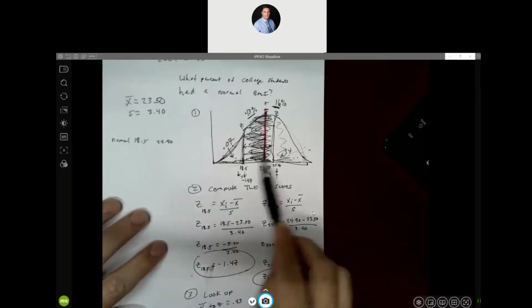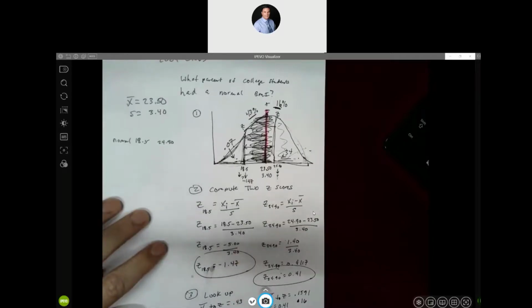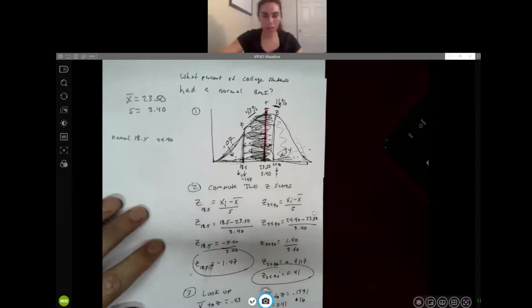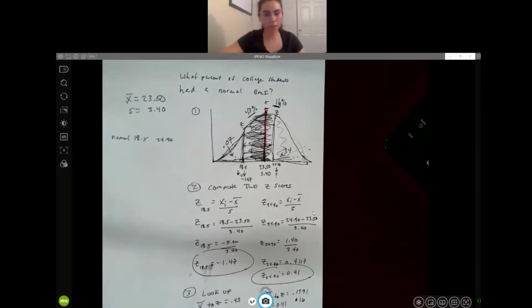Any questions on how to solve a problem like this? When we obtain the z-scores and we're drawing out our graph, would you like us to write the z-scores back on this drawing that we're doing, or is it fine if we just have it circled?